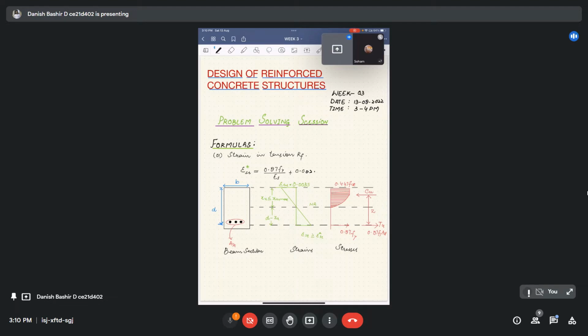This is the stress block. 0.447 fck is the stress in the concrete, and 0.87 fy is the stress in the steel. It is all because of the factor of safety: 1.15 for steel and 1.5 for the concrete. And this is our lever arm z. Cu is the total compressive force acting on our section, and 0.87 fy Ast is the total tensile force acting on the steel bars.